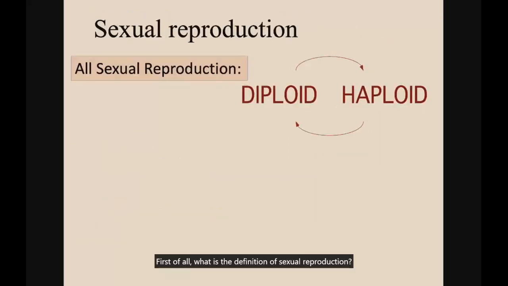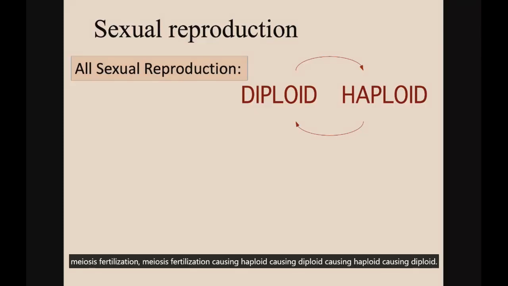First of all, what is the definition of sexual reproduction? In biology, sexual reproduction means the alternation of a haploid and a diploid state. So haploidy is caused by meiosis, and diploidy is caused by fertilization. Meiosis, fertilization, meiosis, fertilization, meiosis, fertilization. Causing haploid, causing diploid, causing haploid, causing diploid. That's sexual reproduction. That's what it is.